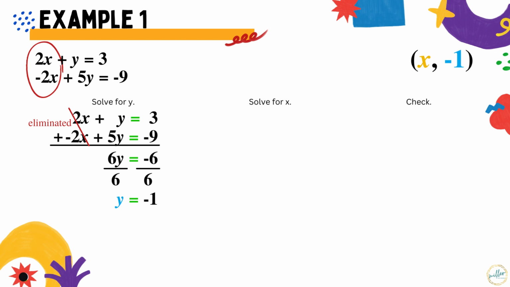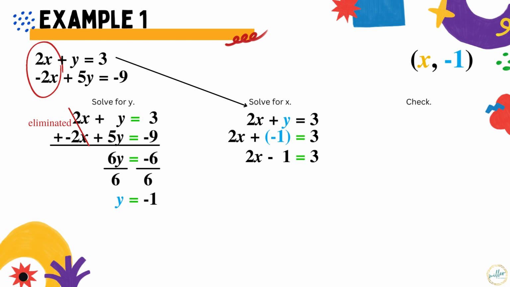So let's take 2x plus y equals 3. And now since we know that y is negative 1, we can substitute negative 1 in for y in this equation. So now we have 2x plus negative 1 equals 3. Let's get rid of the parentheses so it looks a little bit cleaner. Add 1 to both sides in order to isolate the x term. And then we have 2x equals 4. To solve that, we need to divide both sides by 2, and we end up with x equals 2. So now we have our other variable also. We know y is negative 1 and x is 2.